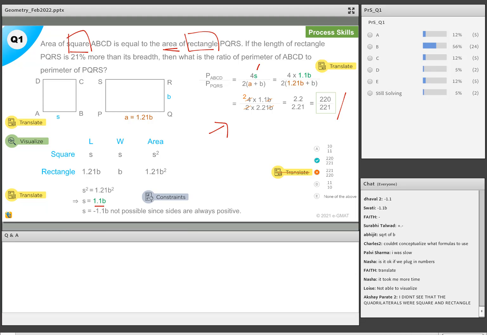Akshay says, I didn't see that the quadrilaterals were a square and a rectangle. See, in your case, it's attention to detail. You have to read the question carefully: what is given, what is not given. Even for an easy question like this, it's easy provided I give you more time, for those of you who are not already very strong conceptually. But do you see where the improvement can come from? What are those steps that you can do better?